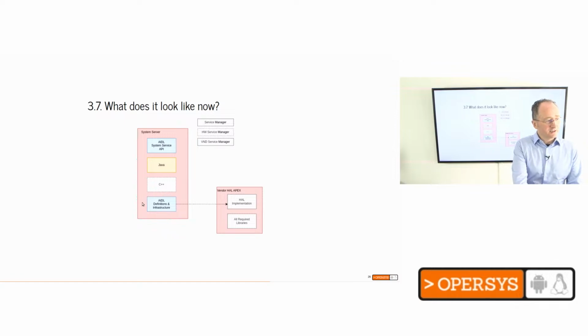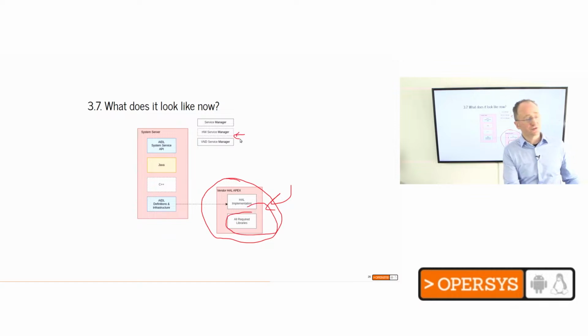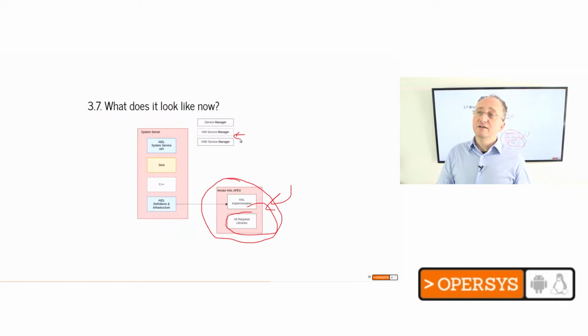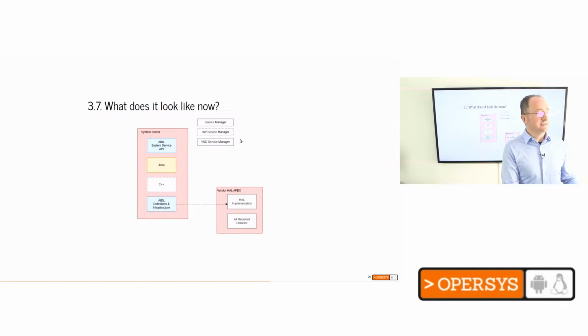From the AIDL definitions going into the other side, the vendor now provides the HAL. It seems Google wants us to provide, by the way, because not all Pixel devices do this, vendor HAL apexes where you have the HAL implementation and the libraries included inside. I put the dashed line around the box with HW Service Manager because it may not actually be running on your system at all.